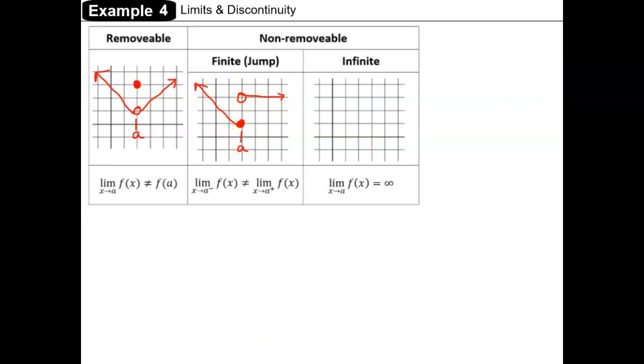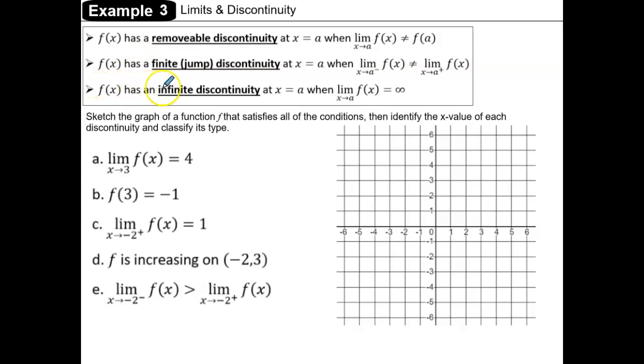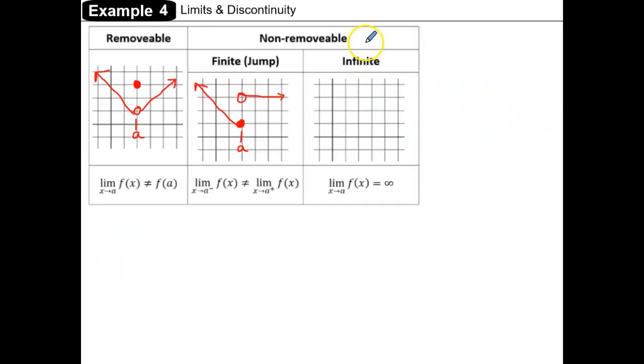Then in my third definition, f of x has an infinite discontinuity at x equals a when the limit as x approaches a of f of x is equal to infinity. And remember that doesn't exist. It's just telling me that the graph is bending and going up to positive infinity or down to negative infinity as we approach from the left and the right. So looking at that graph in example 4, an infinite discontinuity where this limit statement would be happening would occur whenever you have a vertical asymptote at a.